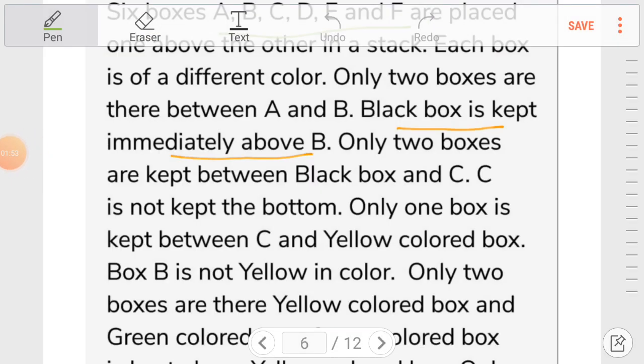In the next statement, only 2 boxes are kept between the black box and C. So we know the position of the black box, so the position of C can be found by this statement. He is saying that C is the third one from the black box. It may be upward or downward, depending upon the condition. The condition given is that C is not kept at the bottom. So we will see what's happening.